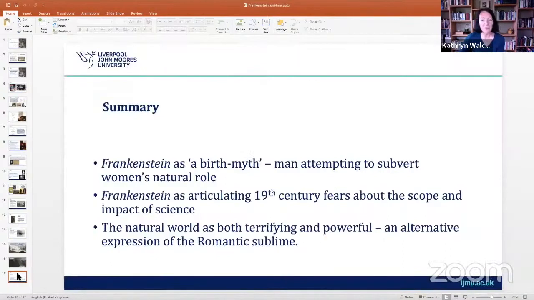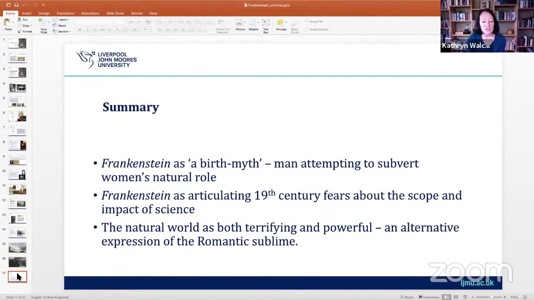So I'm going to summarise very quickly. I wanted, in this short lecture, to talk to you about some of the important ways that Frankenstein's been read. It's been seen as a birth myth, and there is a critique of that approach. It articulates some fears about the impact of science and the implications that might have on humanity in the later 19th century.